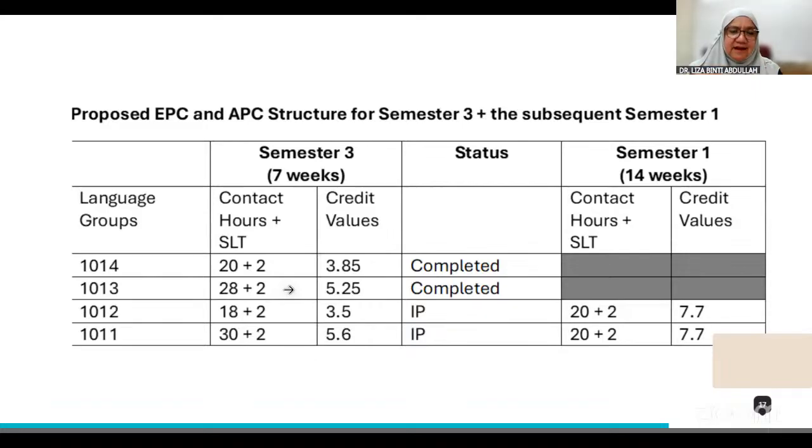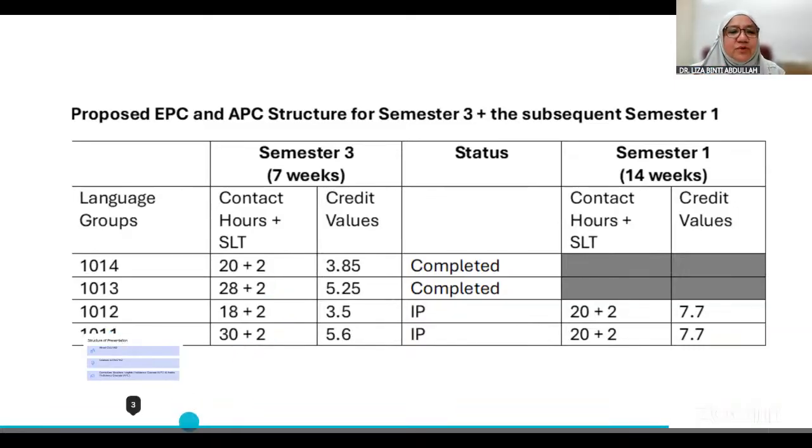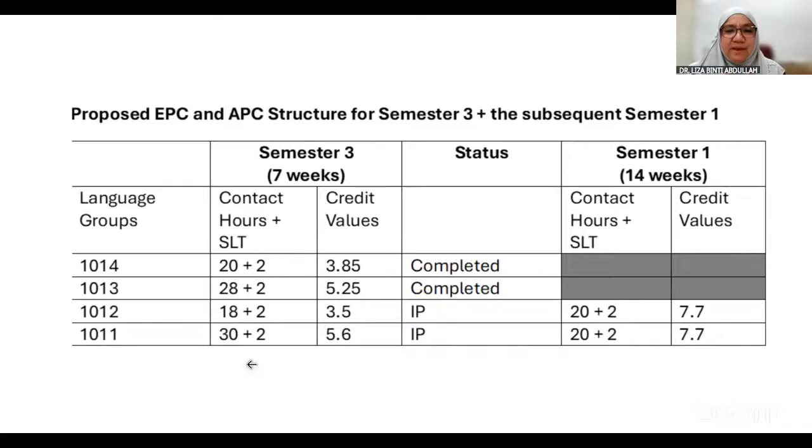On the other hand, if you have to repeat 1011 and 1012, you cannot finish everything in semester 3 because it's only 7 weeks. So we still offer it if you want to take it, not a must, not compulsory. If you want to take 1012, you will do 18 hours here. But at the end of semester 3, you have not completed. We put IP, meaning in progress.